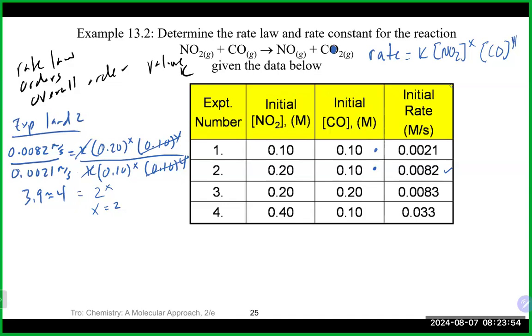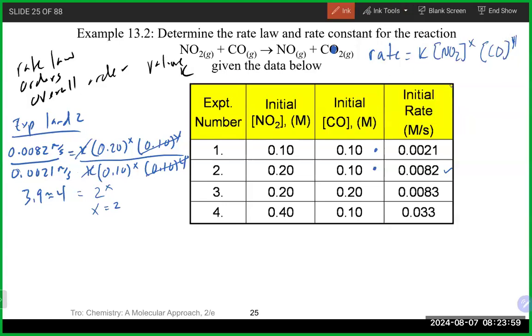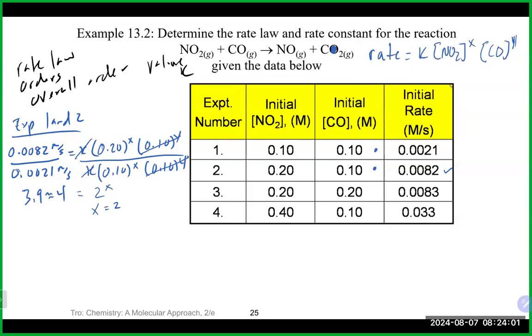orders. Now that we kept CO constant, we then want to go back and keep the NO2 constant. It looks like in this case, we can't go with 2 and 3. And by the way, we could also have done on the first one, 1 and 4 or 2 and 4 as well. It should come out basically the same. So we're going to look at experiments 2 and 3.